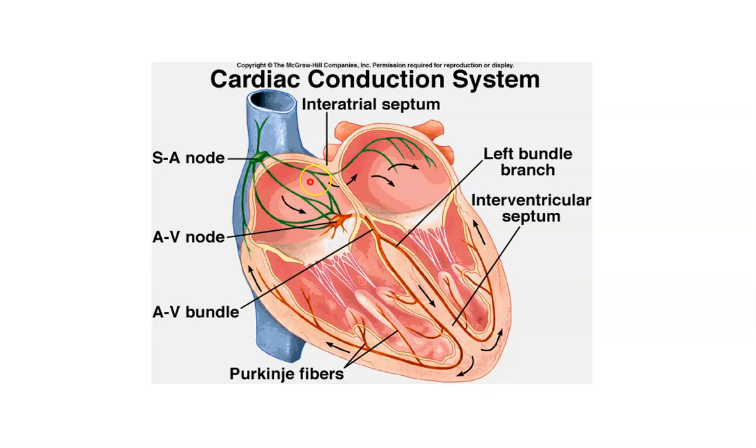The SA node then sends signals to the atrium, and then all the atrial cells are going to contract together, and that's going to push blood down from the atrium to the ventricles.